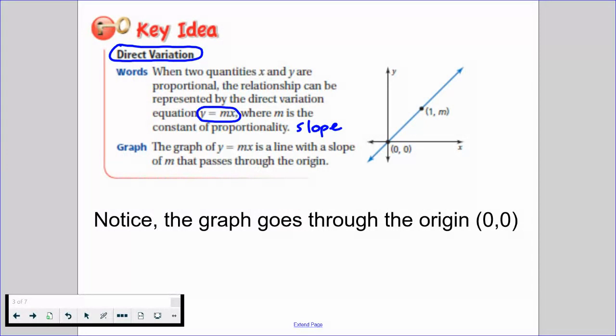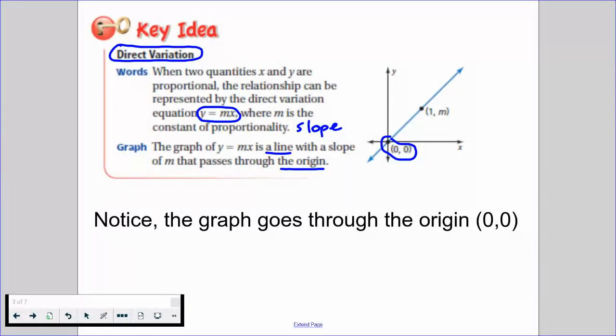And when we're talking about graphing, the graph of y equals mx is a line, keyword, it's a line with a slope of m that passes through the origin. So again, notice the graph goes through the origin, which is 0, 0. So if we're looking on a coordinate plane, we look at the origin. The origin is right here, 0, 0, where the x and y axes intersect.